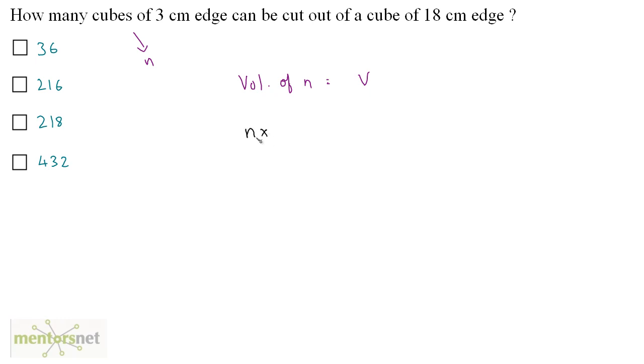That will be n times the volume of one smaller cube, and that's side cube, and the side is 3 centimeter, so this will be 3 cube, and this is equal to the volume of this one bigger cube, and that's its side cube, that's 18 cube, right? So n is equal to (18 by 3) whole cube, and 3 6s are 18, so this is 6 cube, and 6 cube is equal to 216. So the number of cubes that can be cut out of this bigger cube is 216.